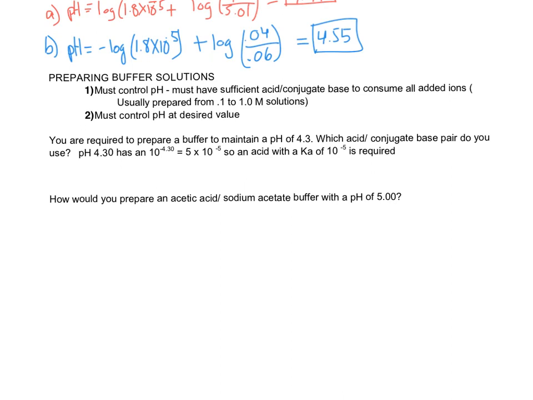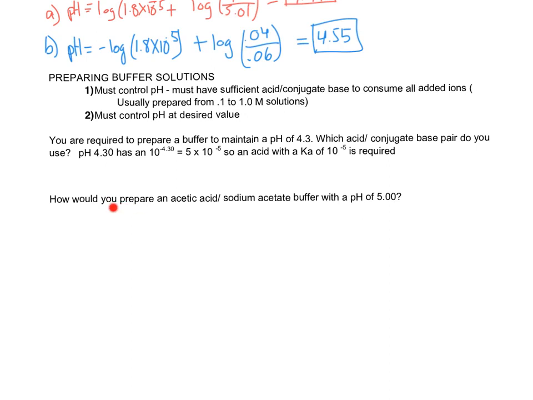And I want to pick my weak acid to have a Ka value that's something times 10 to the negative fifth. You want your weak acid in your buffer to have a Ka value as close as possible to your desired H plus concentration. So let's actually do a problem.